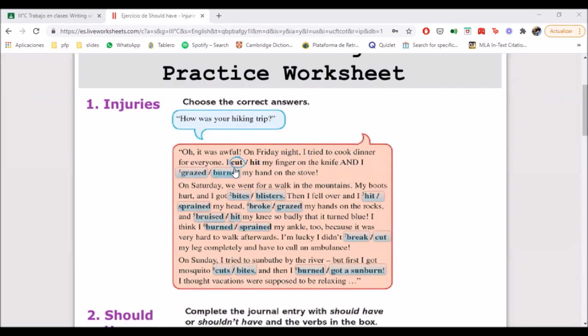Okay, so you have to choose one of the two options. For example, in here, you have a cut and hit, and it says my finger on the knife, so you know that it is cut. If you continue, it says, and I grazed and burned my hand on the stove. Stove is where you cook, okay? So you know that it's burned. And you select the right alternative, okay? So you can select always one of the two options.